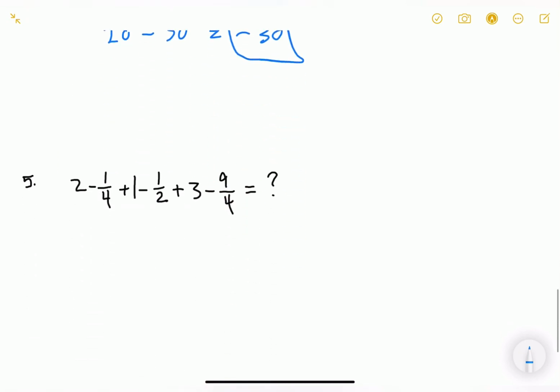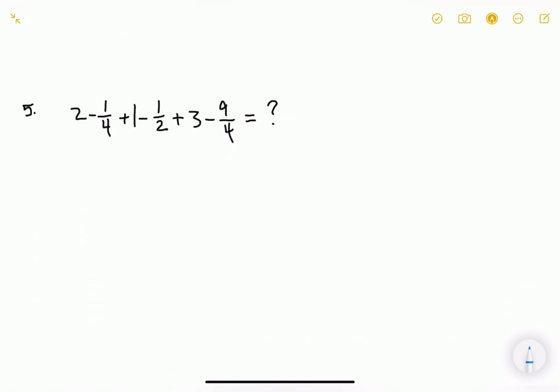Now let's move on to question number 5. This is our final question. I'm glad you guys made it through. Now push through and focus for the final question.